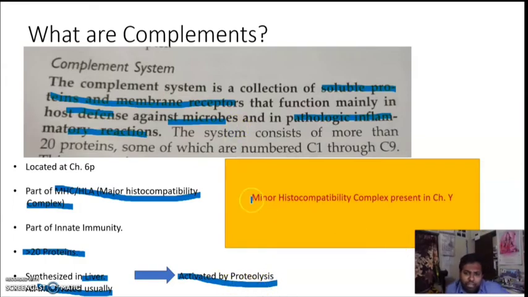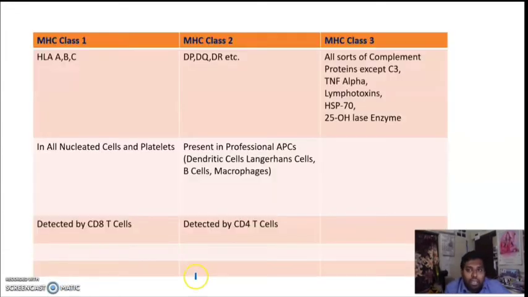Now you may have heard this term called minor histocompatibility complex, which is present in chromosome Y. Now there are three types of MHC proteins: MHC class 1, MHC class 2, MHC class 3. All are located in 6p of the chromosome. MHC class 1 is HLA A, B, C. You have heard about this, I think. HLA A, B, C are present in all nucleated cells of the body and platelets also, and they are detected by CD8 T cells.